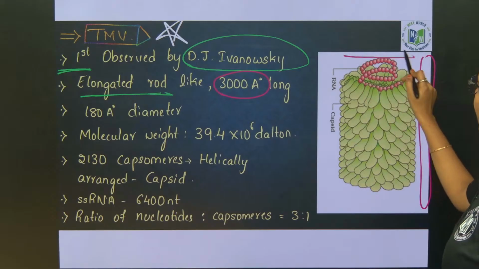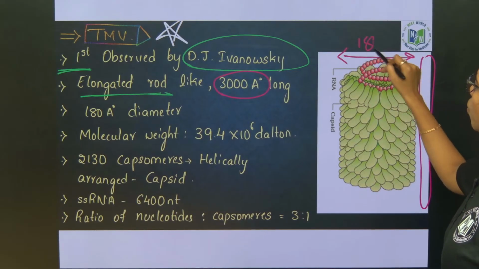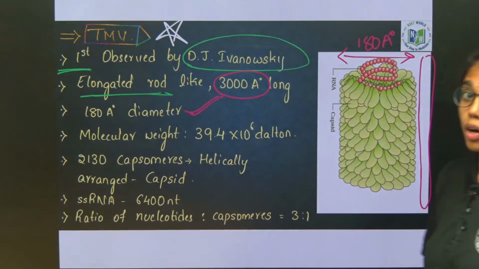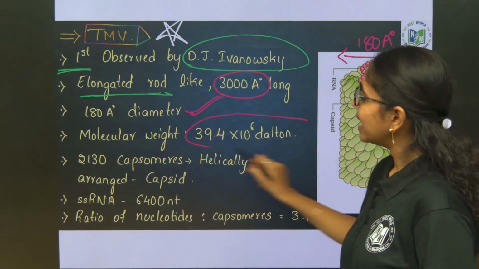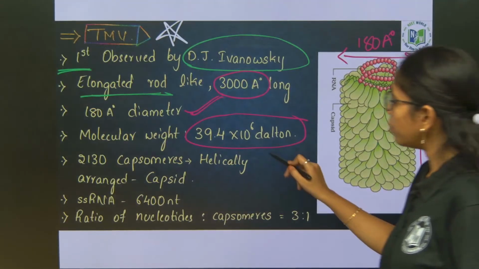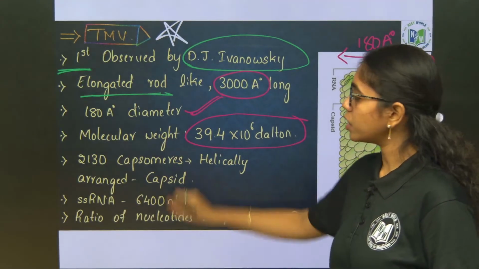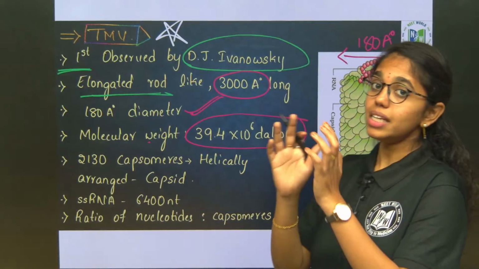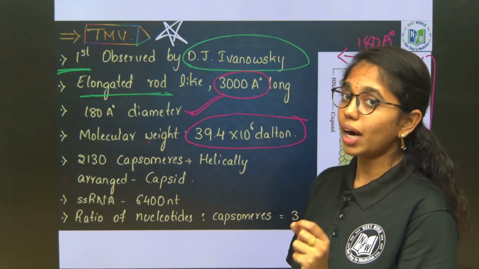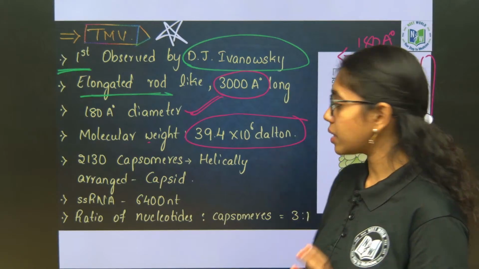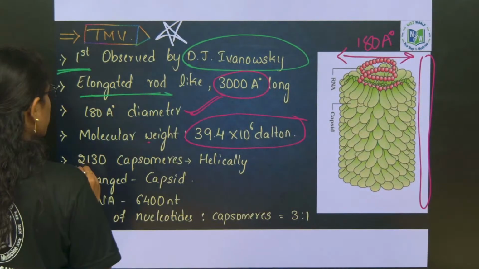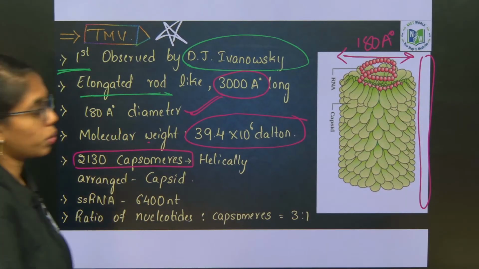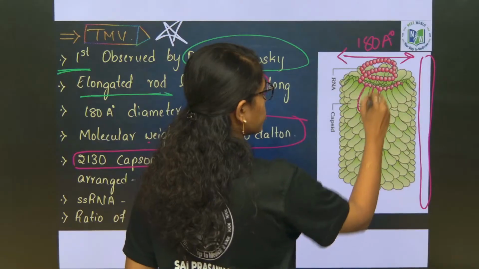And what will be the diameter? The diameter is 180 angstroms. What is the molecular weight of it? 39.4 into 10 to the power of 6 Daltons molecular weight. And as we have discussed, it is covered by a protein layer called the capsid, which has protein subunits called what? Capsomeres. There are around 2130 capsomeres.